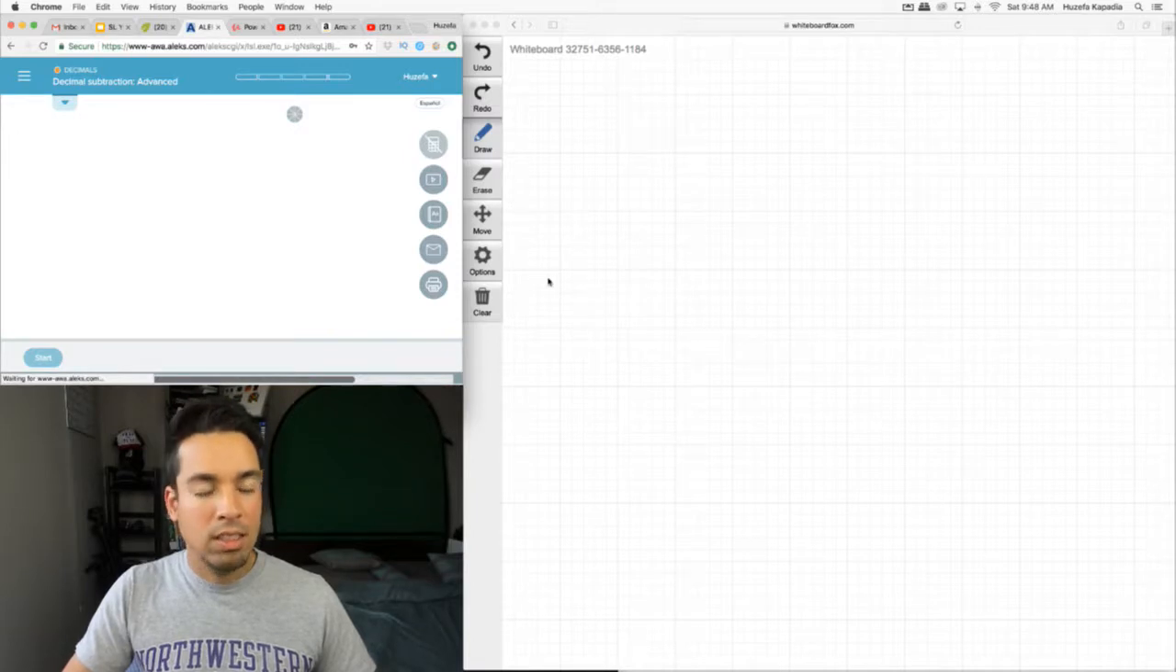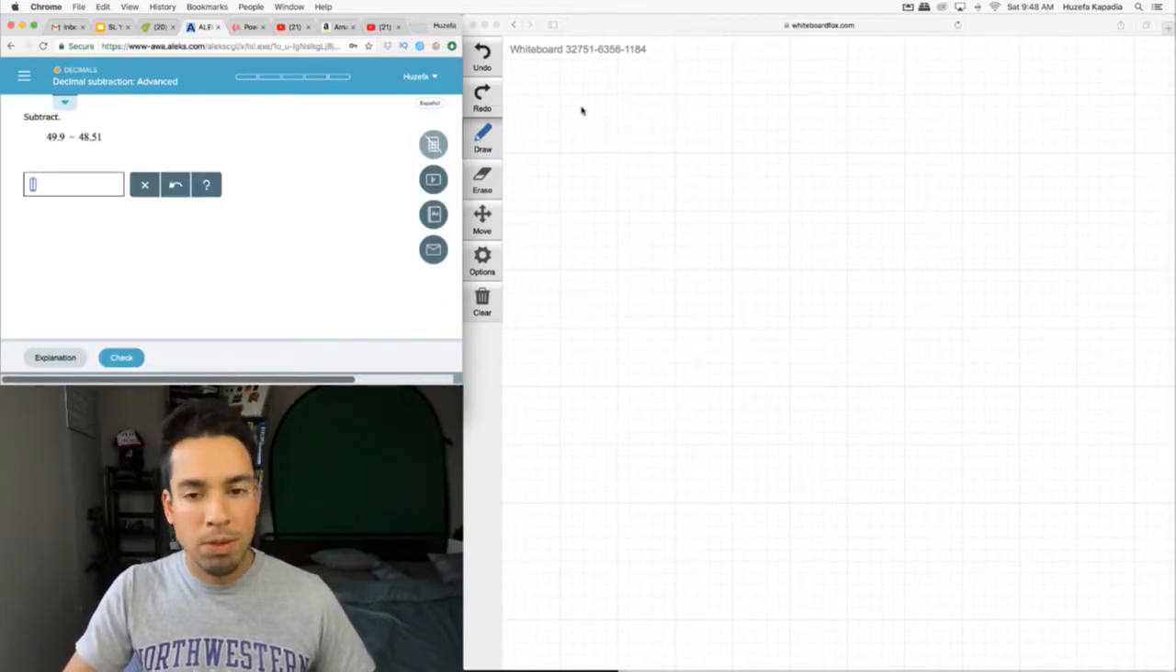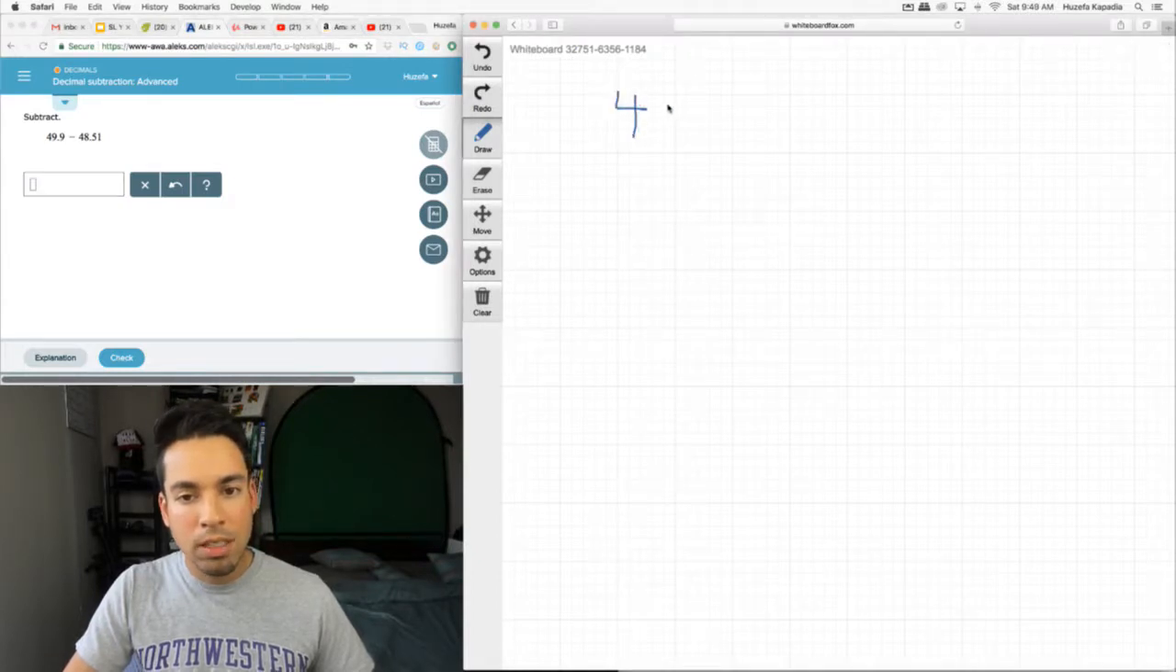We want to line these up, and it's all about the dot, right? And every number has a dot, it just may not be visible. So if we line it up nicely, we're gonna be good to go. 49.9 minus 48. You see how the dots are lined up like that?